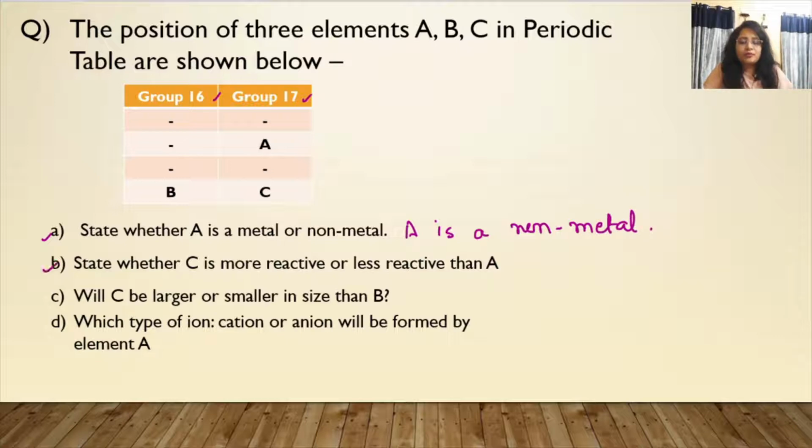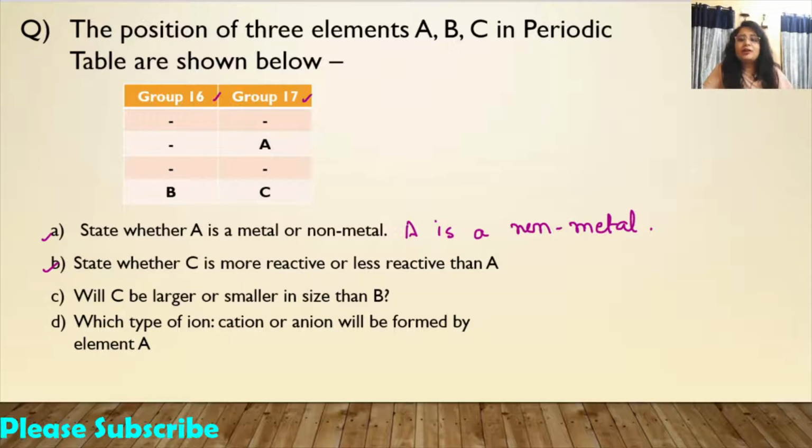Come to the second one. State whether C is more reactive or less reactive than A. Now, in group 17, A comes first, later on C comes. So they are asking which is more reactive. As we know, reactivity is directly related to their properties. Electronegativity on the extreme right is highly negative, and in a group from up to down, electronegativity decreases. It means on the top of group 17, electronegativity will be very high.